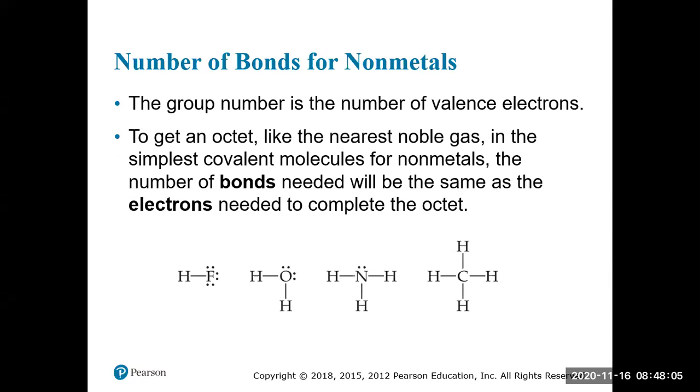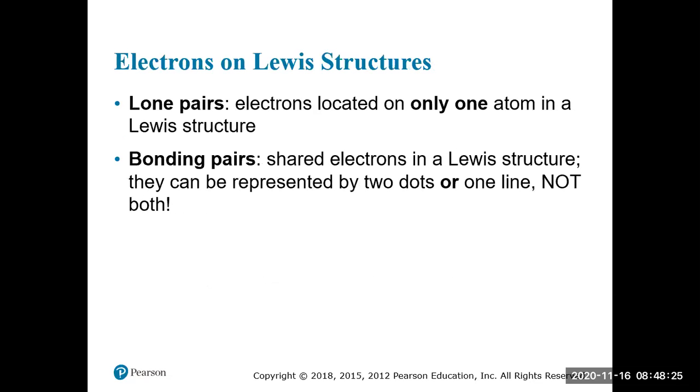On that oxygen in water, we would say there are two lone pairs. And then finally, on that nitrogen in NH3, ammonia, we would say there's one lone pair. The carbon, because all the electrons are involved in a bond, has no lone pairs. So just remember, when we're talking about these Lewis structures, that's what we mean when we say lone pairs.